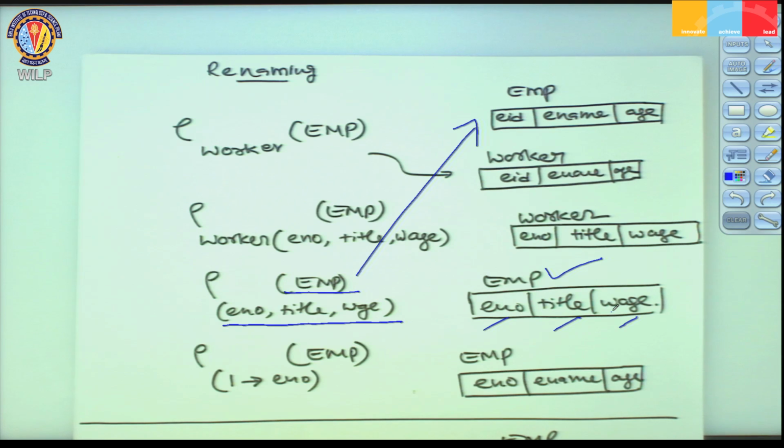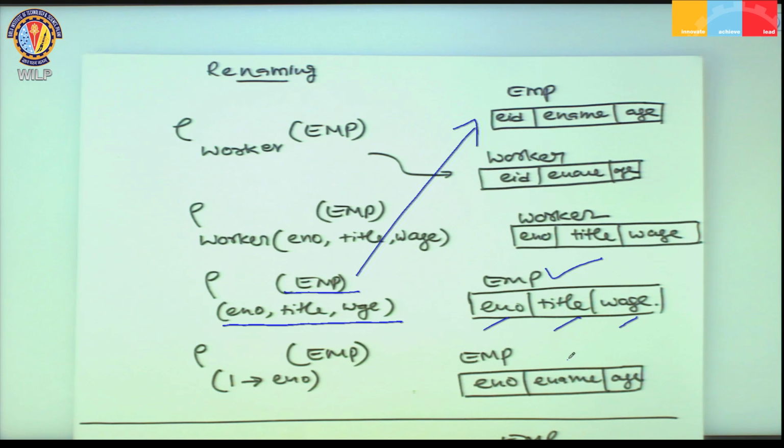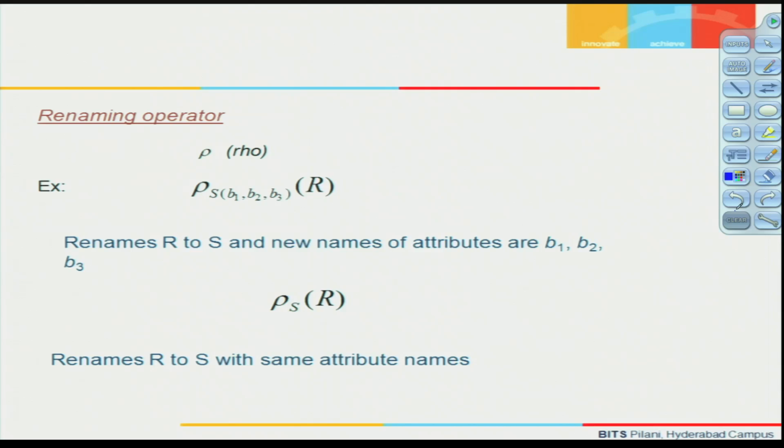Suppose I don't want to change the name of the relation. At the same time, I am also not interested in changing the names of the other two attributes, that is ENAME and age of this employee relation should not be changed. I would like to change the first attribute name from EID to E number. Then I can specify it like this. Employee is the relation, and 1 indicates that attribute 1 needs to be changed to E number. That means whatever the old name was, it will now be replaced with the new name ENO. This is how we can use the renaming operation.